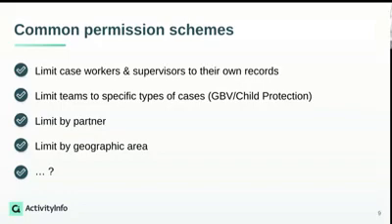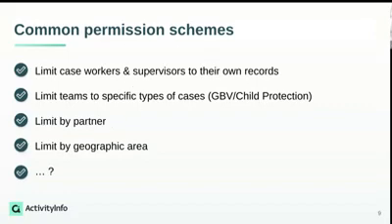is limited to seeing the records that belong to their partners, or by geographic area, or really, with Activity Info, most systems, you can define these criteria the way that you need to, and the way that meets the requirements of your context. So let's dig in here and look at how you would apply these roles, at least in Activity Info.